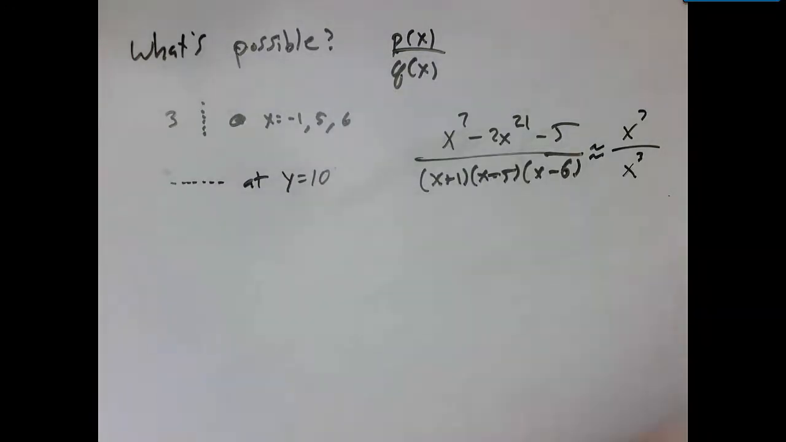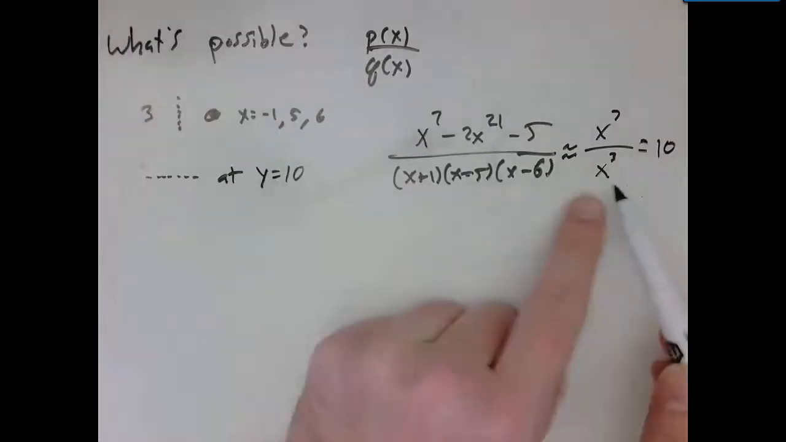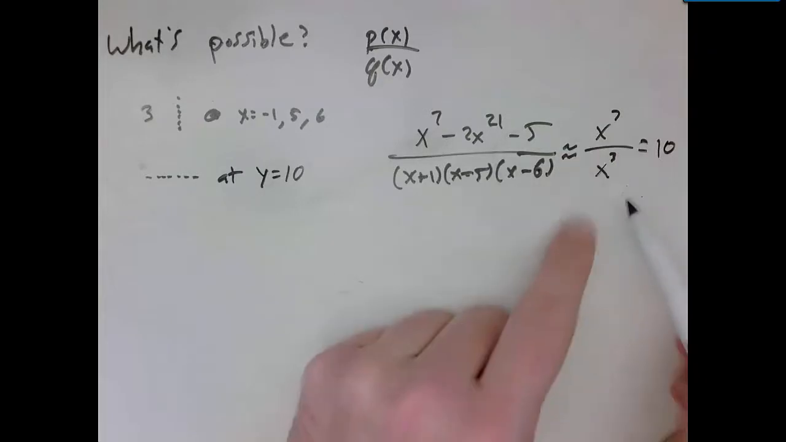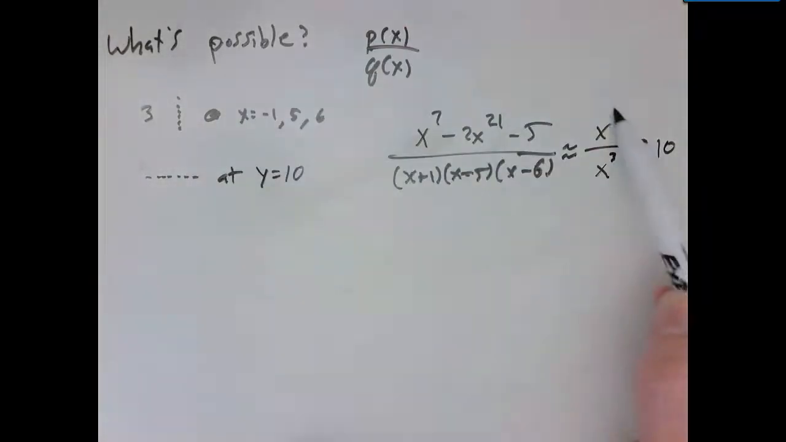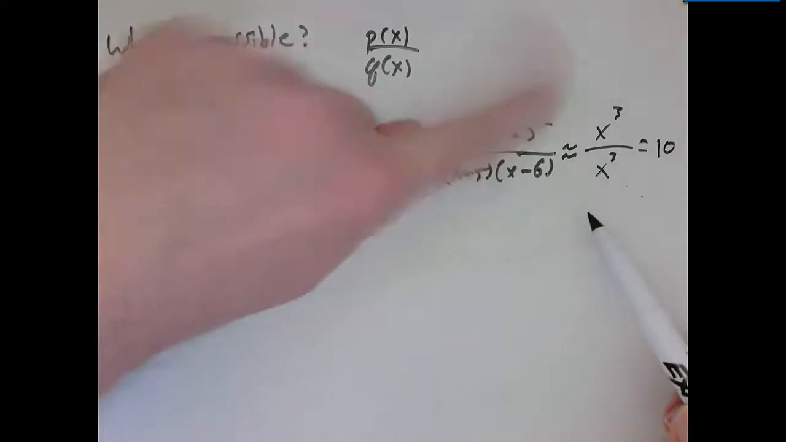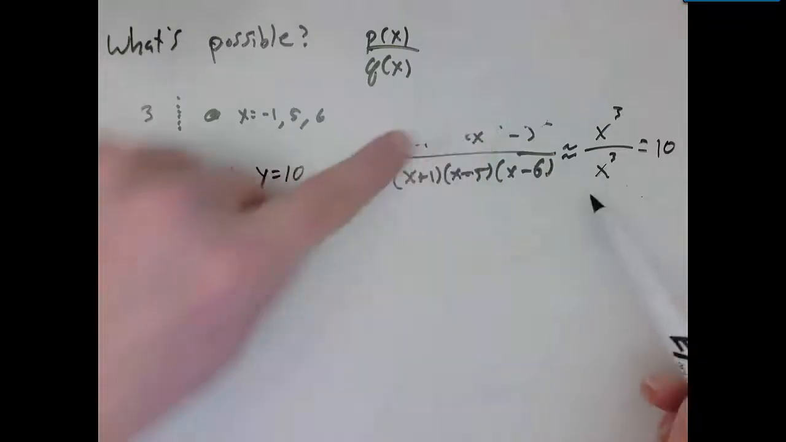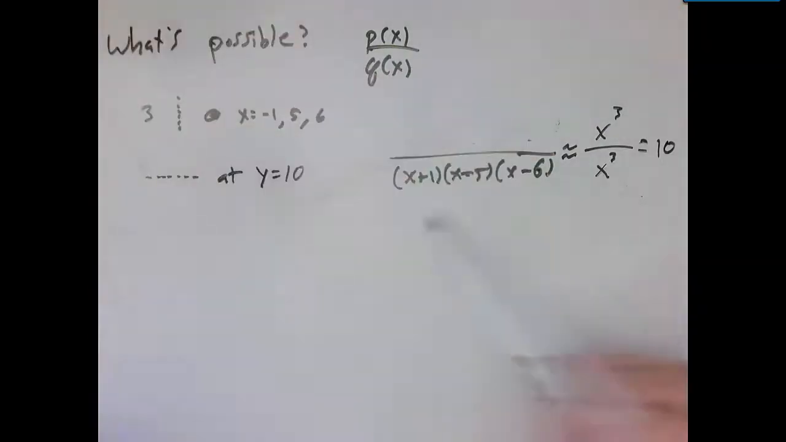So it seems like if this is going to simplify to be 10, I need the numerator to be the same degree as the denominator. That's got to be x cubed. So that means I can't do... Oh, sorry, the dominating term was actually the 21st power. I missed it. Anyway, it's neither here nor there because we decided that wasn't going to work.